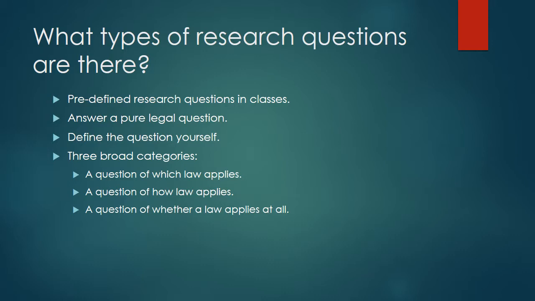What we want you to do successfully is use electronic research sources to find the law. So I'm going to, as I pointed out, predefine the research questions, or if you hear the term issue, it's the same thing. So for now, there are three broad categories of issues. One would be a question of which law applies. The other would be a question of how a law applies. And then the third is a question of whether a law applies at all.